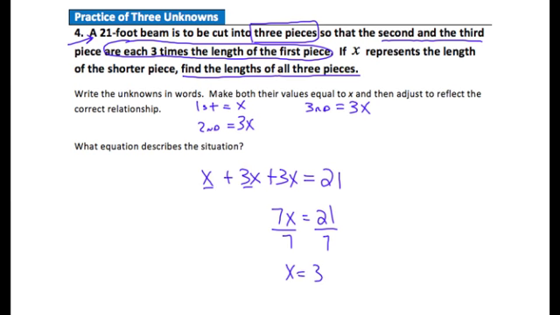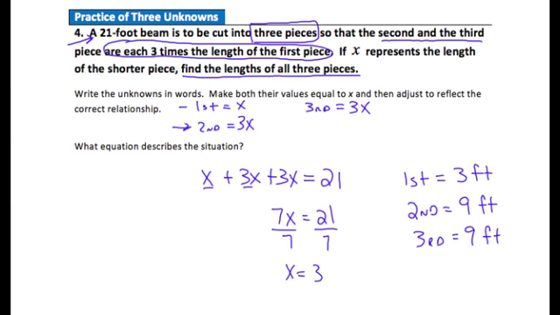Okay, now we have to go back and answer the question. So it looks like what we just found is the first piece here. So we could say the first is equal to 3 feet. Okay, the second, well, the second is 3 times x. Well, 3 times 3 is going to give us 9. So the second is 9 feet. And the third is, again, 3 times 3, which is 9. So 9 feet. So we've solved it.